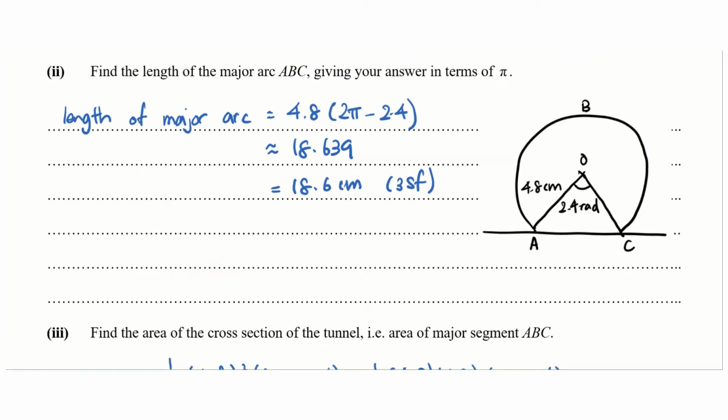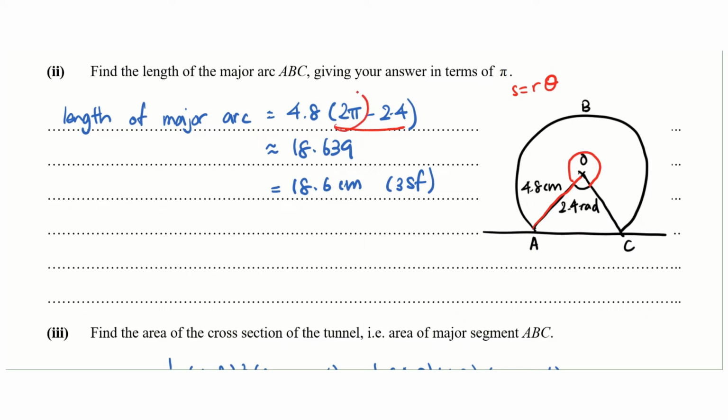Next, in part 2, we want to find the length of the major arc ABC. So we will use the formula s equals r theta. We have the radius 4.8 cm and theta to be 2.4, but the 2.4 radians is actually referring to angle AOC. But since we're trying to find the length of the major arc, we need to know what is the reflex angle AOC.